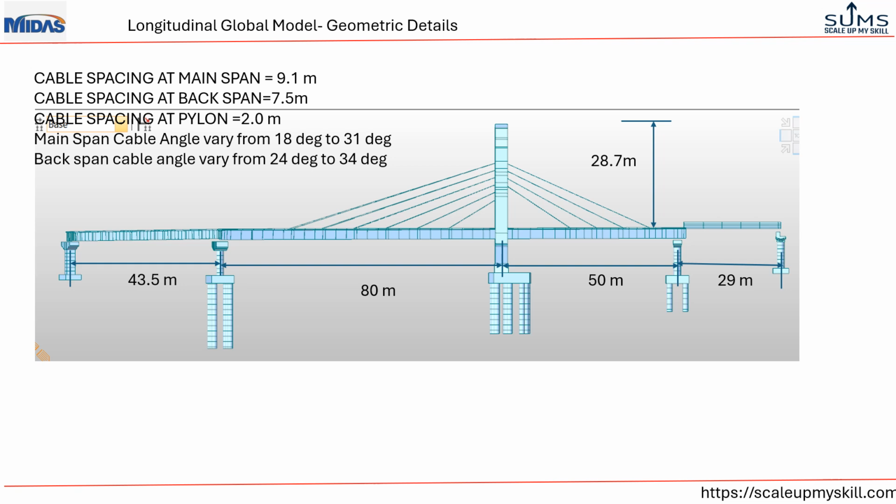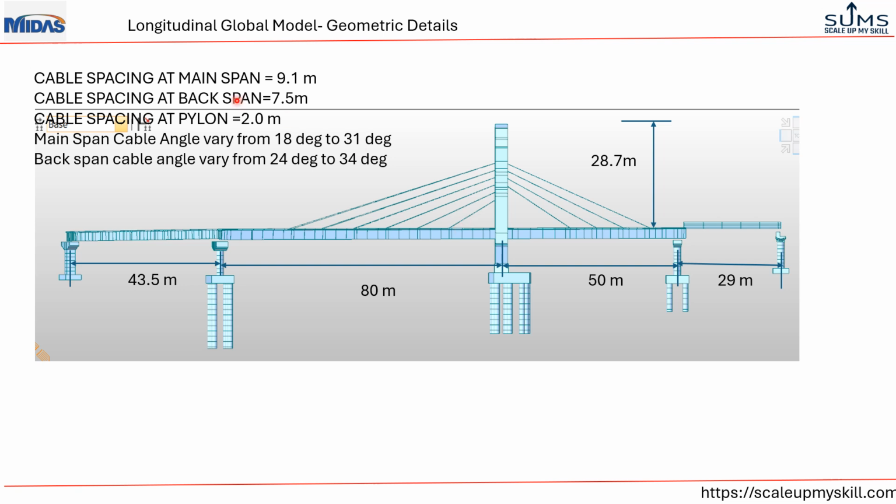This is the elevation view of the global model. So here as you see, this is the west approach and this is the east approach. West approach has a span length of 43.5 meter, while east approach is 29 meter. The total height of pylon from the top of the deck is 28.7 meter.